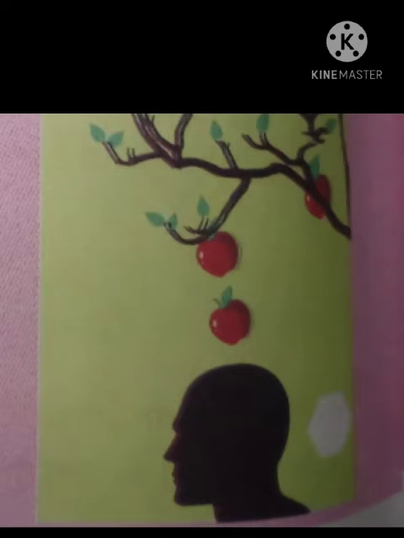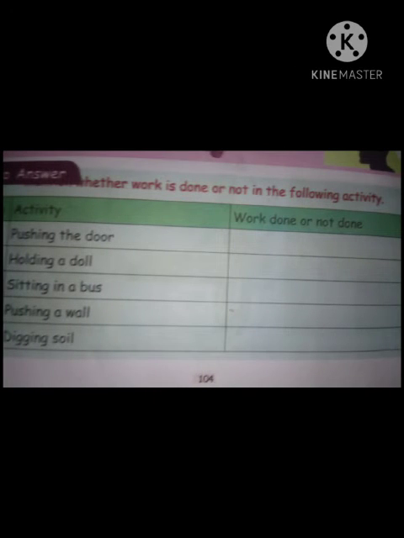Next, apples fall down. This is nature. Here no force is applied. So work is not done. Cross it. Try to answer. Activities are given here. Let's write work done or not done.